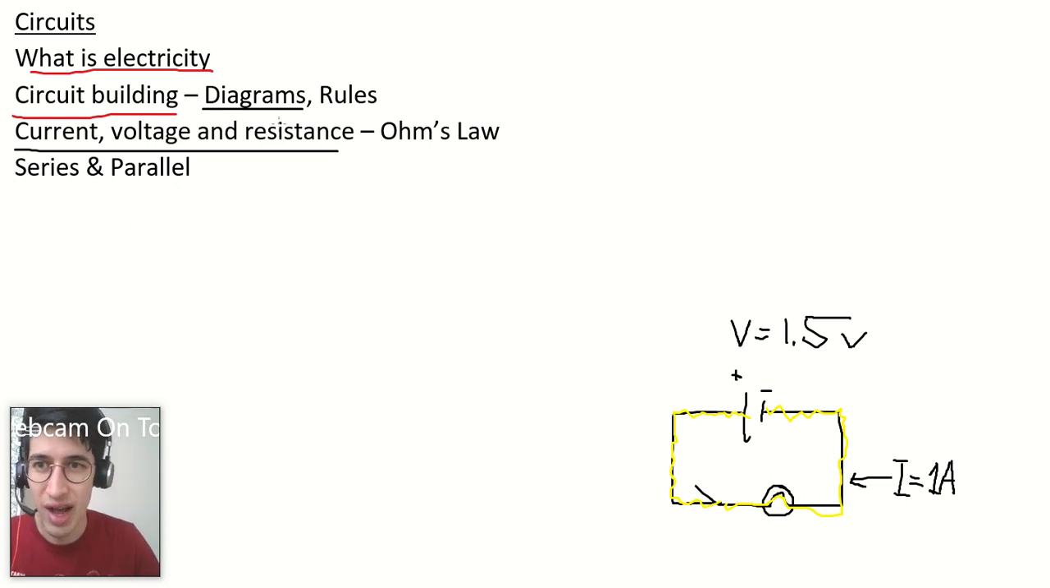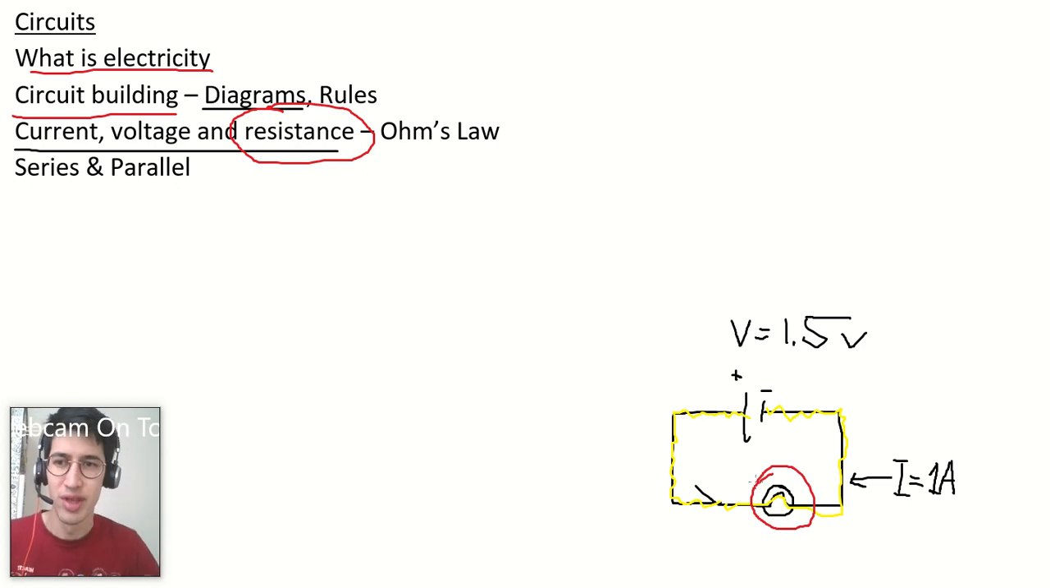Okay, and resistance. Think about what part of this circuit might be the resistance. Resistance is sort of working against the current and voltage. It's slowing down the current, pushing back against the voltage. And in this circuit, it is the light bulb. The light bulb is slowing down the current. The current's moving through the light bulb. The light bulb is sucking up some of that energy and using it for itself.